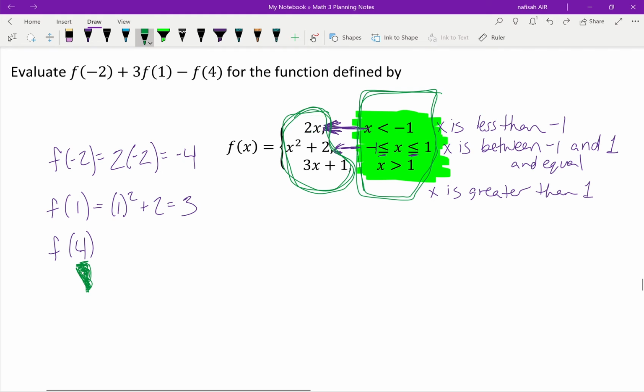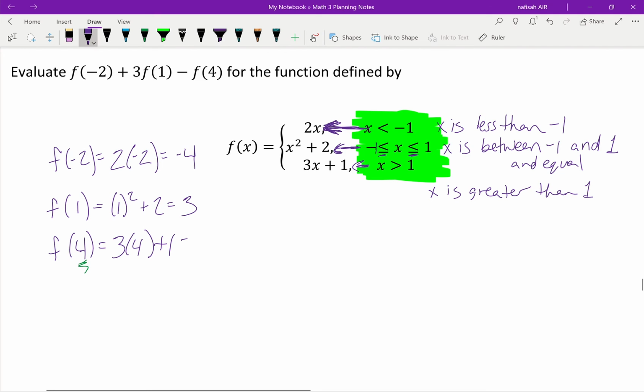So for 4, is 4 less than -1? No. Is 4 between -1 and 1 or equal to it? No. Is 4 greater than 1? Yes. So I'll use this one to substitute 4 into. And when you do that, you get 13.